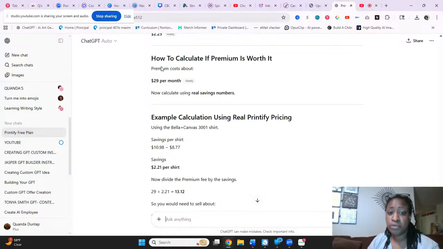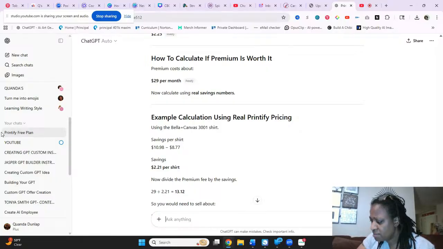Okay. How to calculate if premium is worth it. Your premium cost is $39 a month. And it just went up, actually. Premium cost is $39 a month. I was going to go ahead and pay for the year, but we're going to see if I'm going to pay it all. You know what I mean? So how to calculate if premium is worth it?